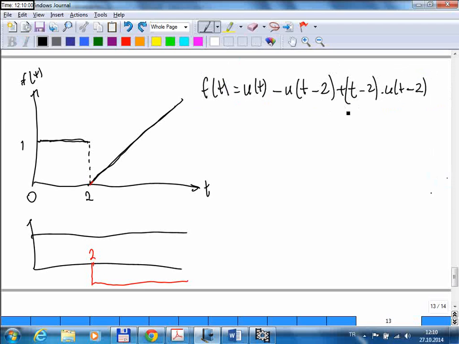maybe I should use color to make this easier to follow. So let me make this red, and that red part corresponds to this part of the function. And let me make this part blue. And that blue part corresponds to this part of the function. Okay, now let me calculate the transform of this function.